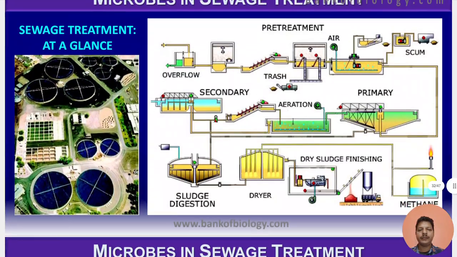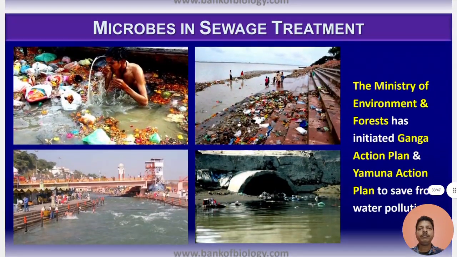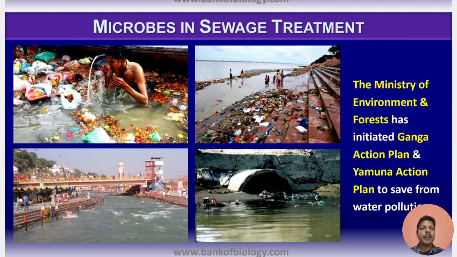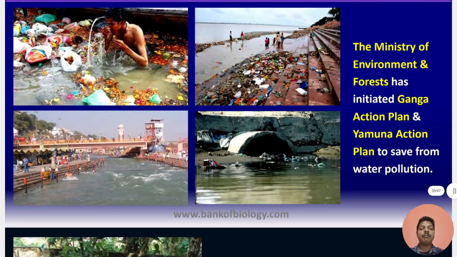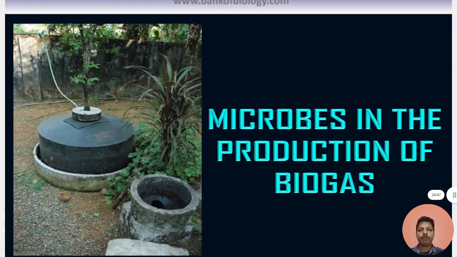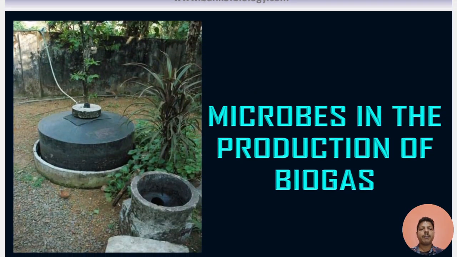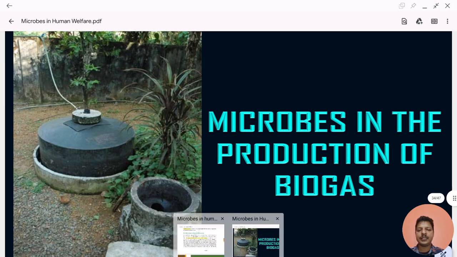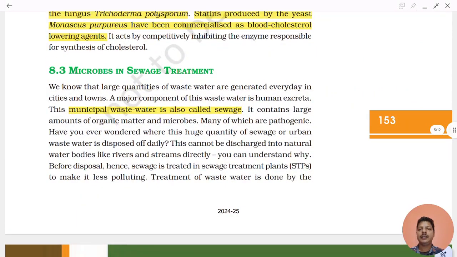Here again more diagrams. Next, the Ministry of Environment and Forest has initiated the Ganga Action Plan and Yamuna Action Plan to save rivers from water pollution. Then microbes in the production of biogas. Let's see what NCERT says.